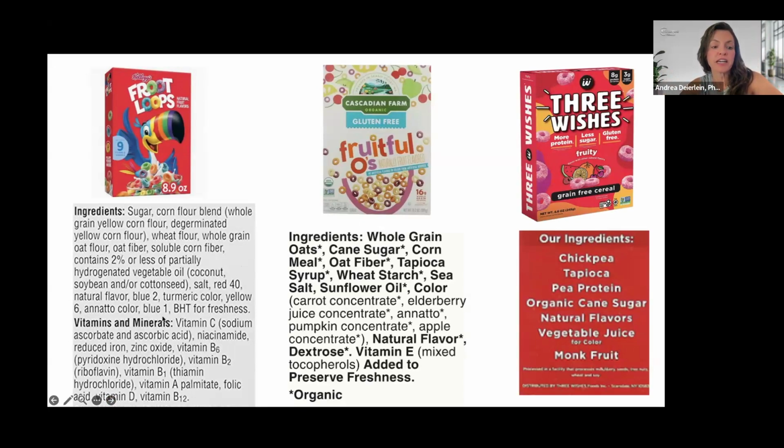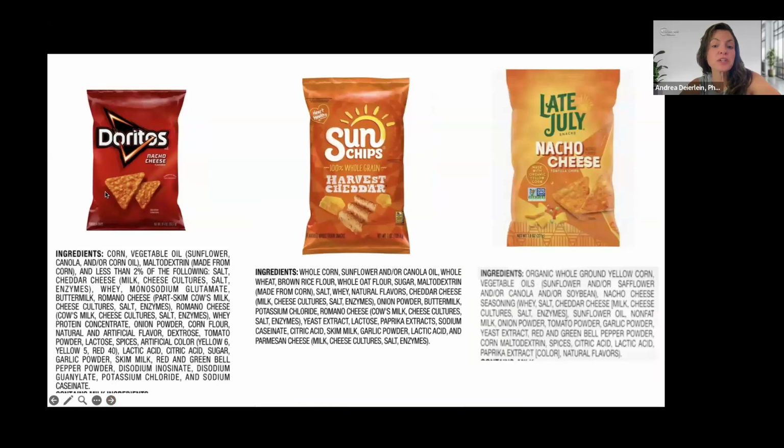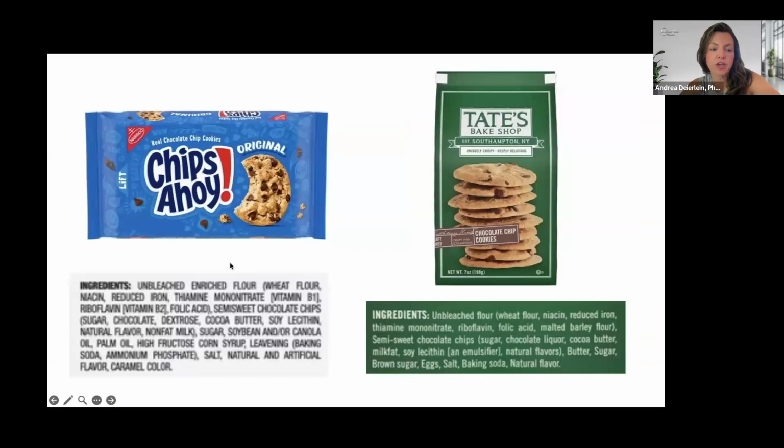So with Fruit Loops containing a lot of these different food additives and colors, you can see that here in these Fruitful O's, they have more of the natural food dyes. Or something like Three Wishes, which again has a shorter ingredient list. Again, if you want Doritos, there might be healthier options, at least looking at the ingredient list, like Sun Chips or these Late July nacho chips.